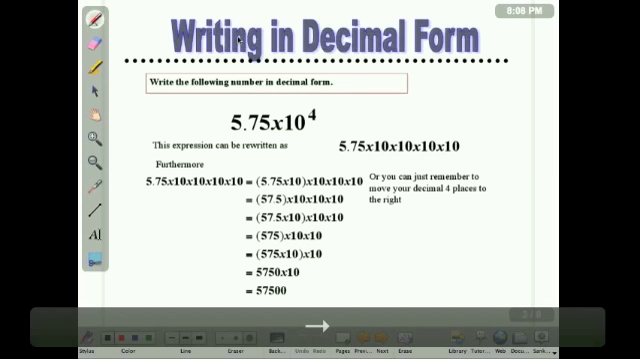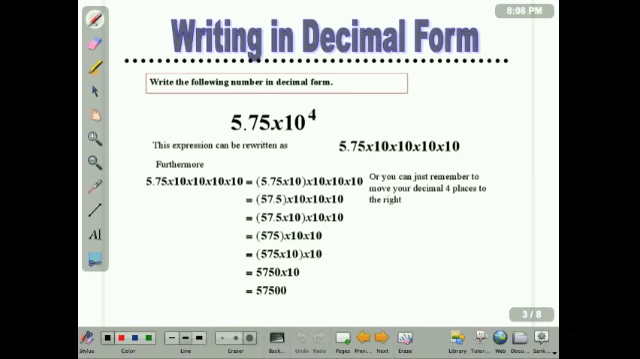Alright, so we have 5.75 times 10 to the fourth, which really means 5.75 times 10 times 10 times 10 times 10. Because they're base 10s, it just tells us we have to move our decimal. In this case, we're going to move our decimal 4 places to the right, and I know it's going to be 4 places because my power is a 4. So at 5.75, we just start counting 4 places: 1, 2, 3, 4, and our new number is 57,500.